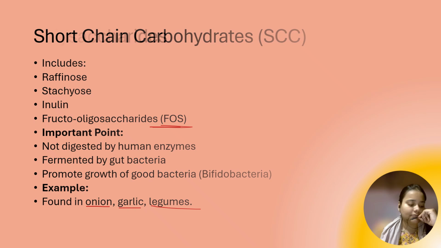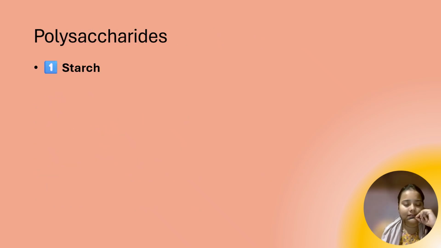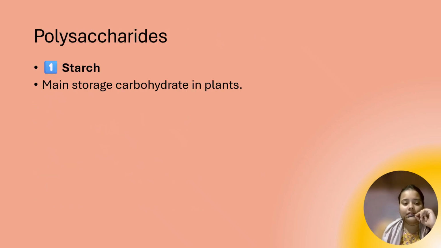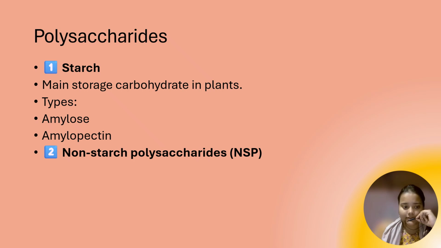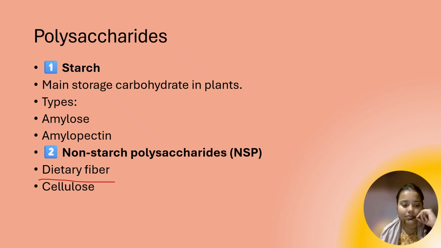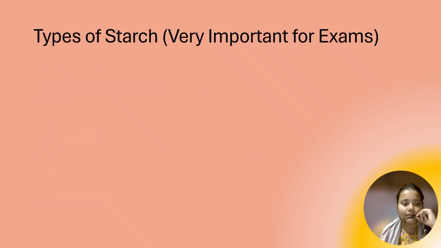Coming to the next, polysaccharides. An example is starch, the main storage carbohydrate in plants. Types are amylose and amylopectin. Second are non-starch polysaccharides. Examples are dietary fiber, cellulose, and pectin. So we learned about the polysaccharides.